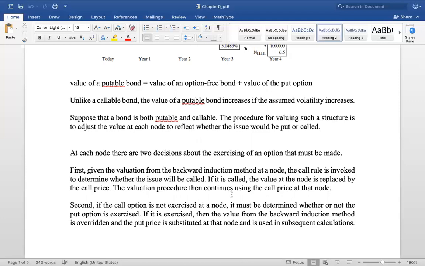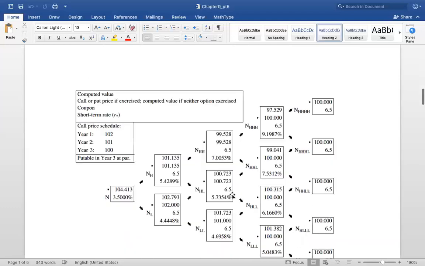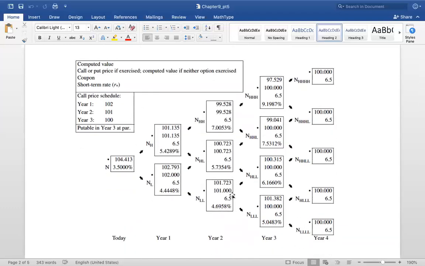Suppose that the bond is both puttable and callable, then the procedure for valuing such a structure is to adjust the value at each node to reflect whether the issue would be put or called. So a bond can be both puttable and callable, and in order to value that, we have to look at this particular valuation tree.